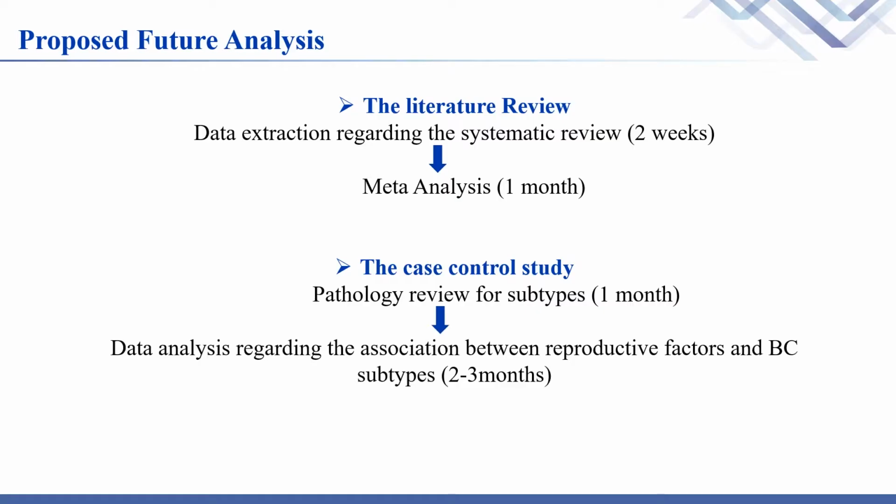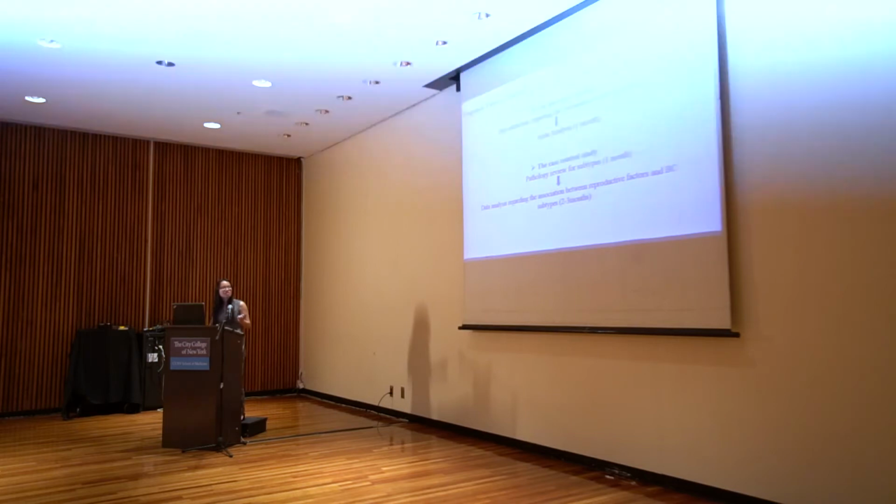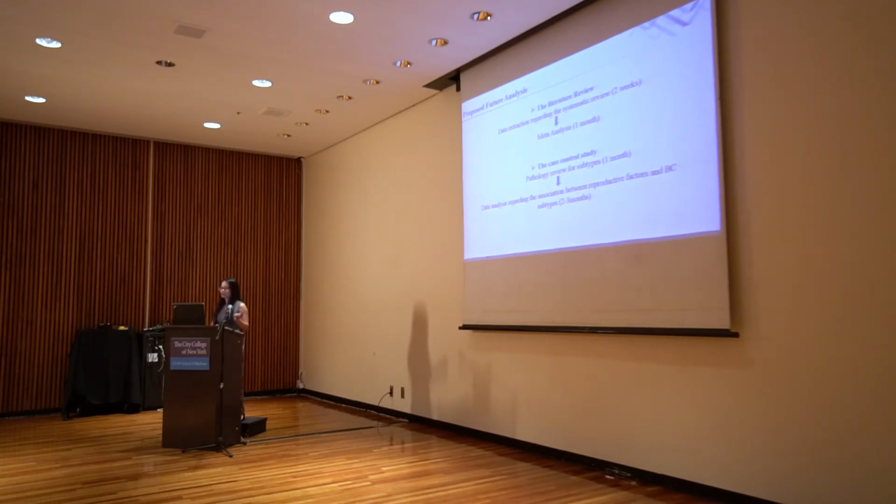For this study, we are waiting for the subtype results. Hopefully we can get them in 1 month. If we get them in time, we will try to finish our association analysis in 3 months. For the literature review I've been doing, I'm extracting the data now. I think it can be done in 2 weeks, and we plan to finish the meta-analysis in 1 month.